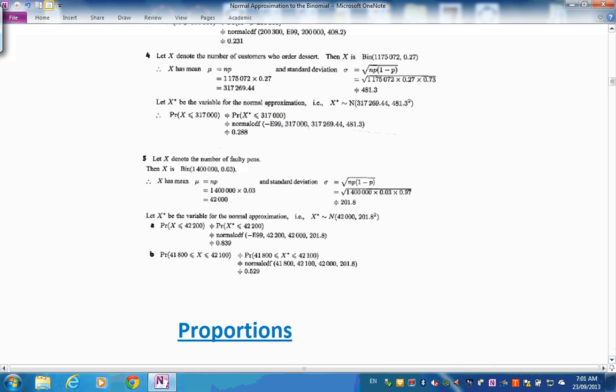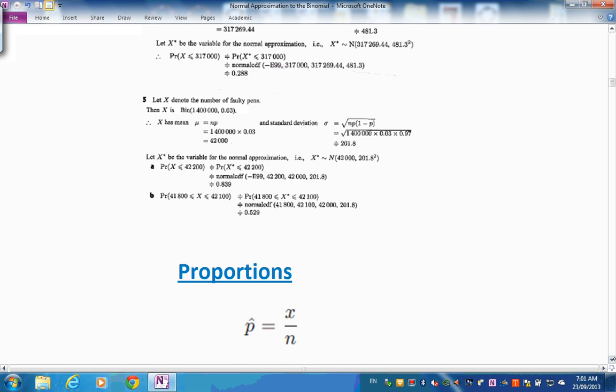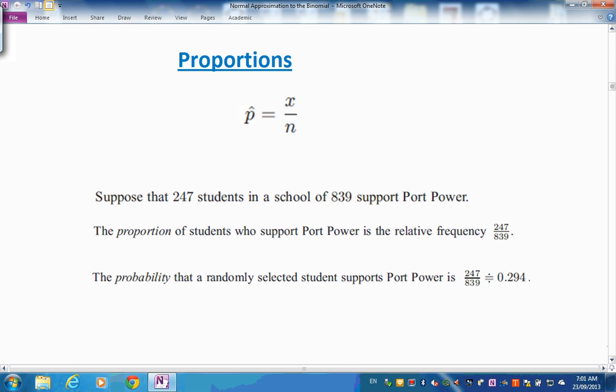Okay. Let's move on to something quite interesting in terms of application of the binomial. So here we are. It's called proportions. What does proportions mean anyway? Well, here's the symbol, p hat. It's called p hat.